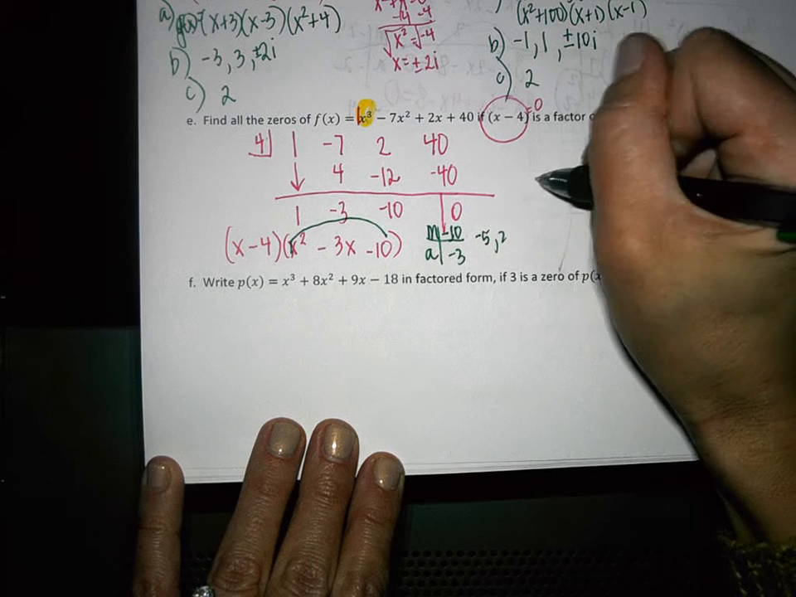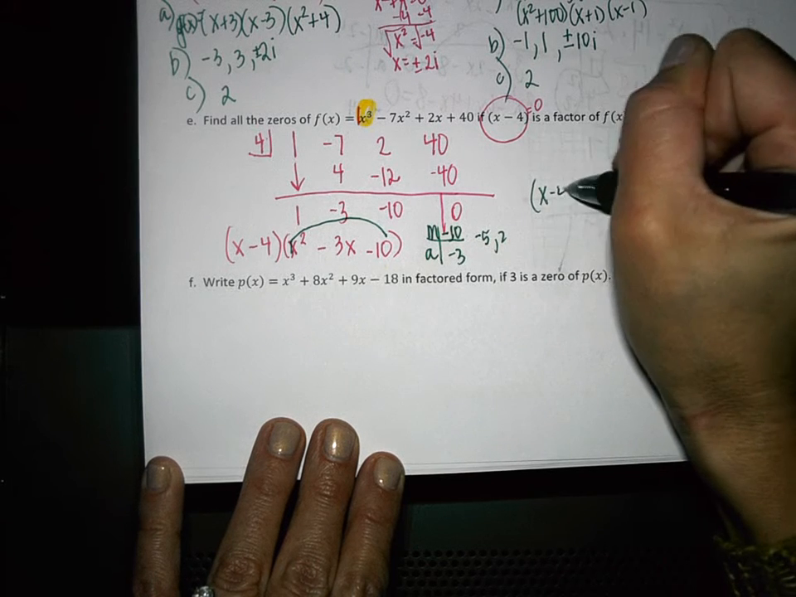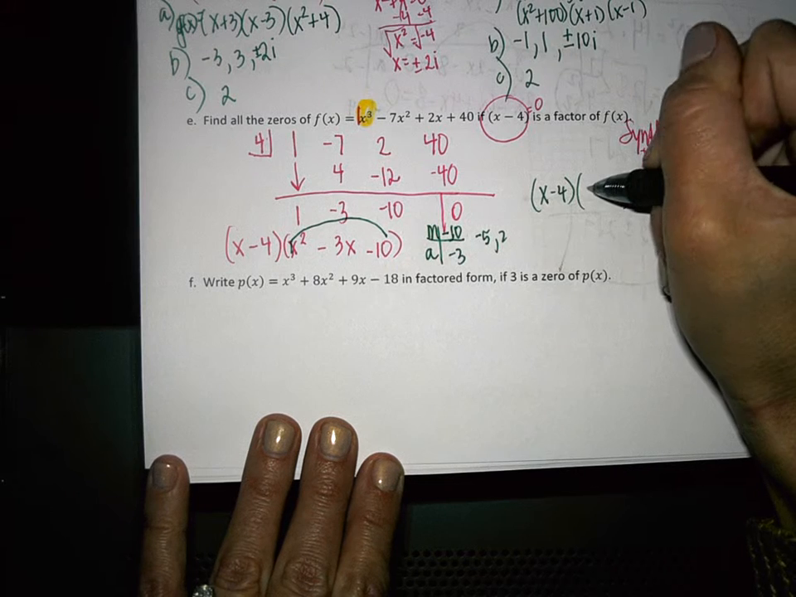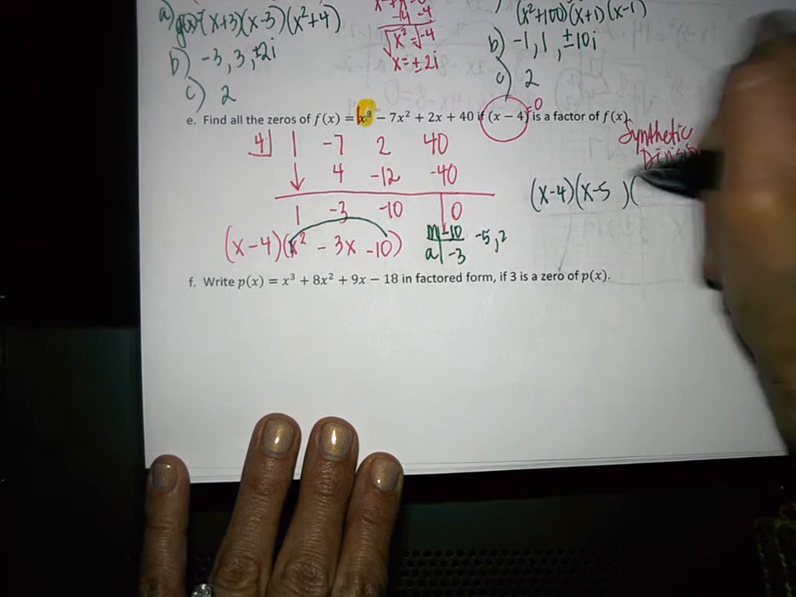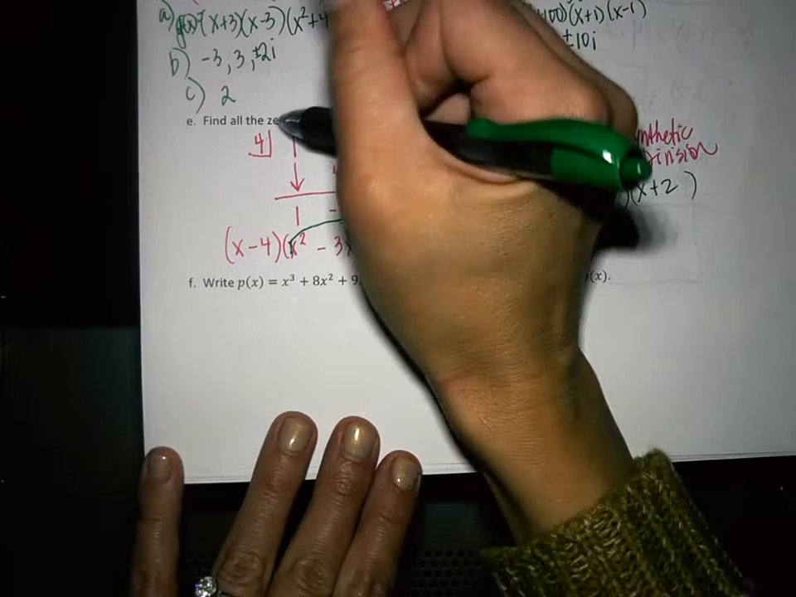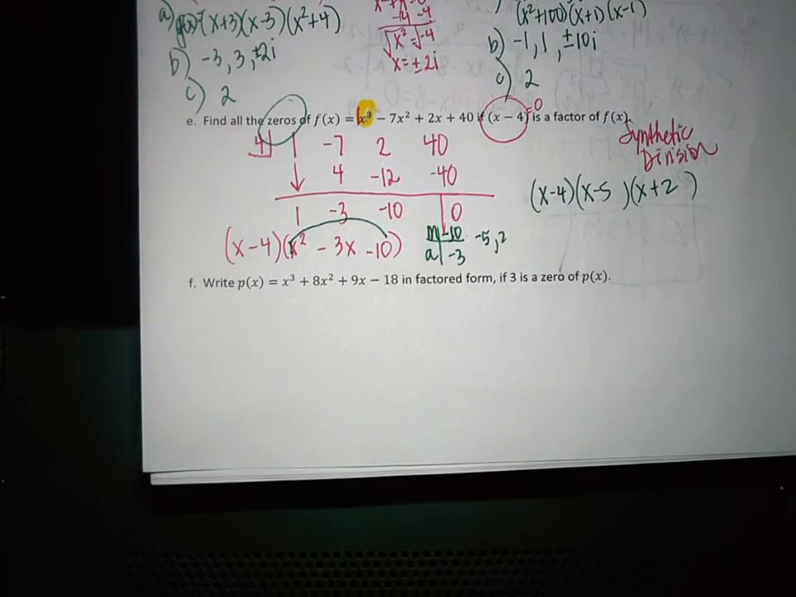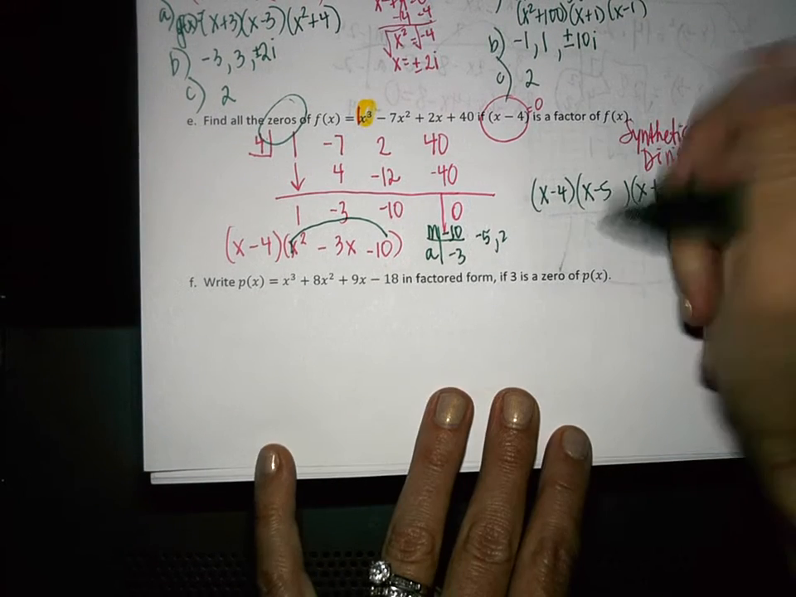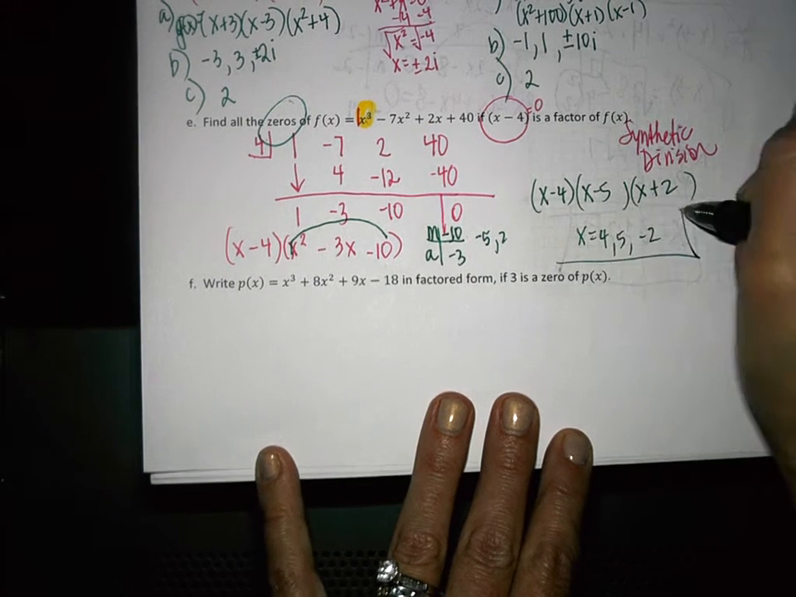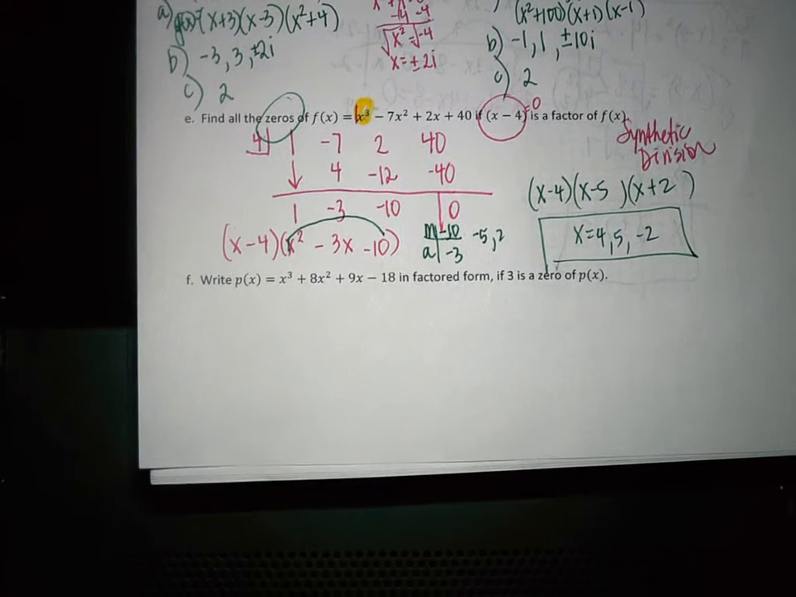So that means that I end up with x minus 4. And can I do the shortcut on there? Yeah. So I end up with what? X minus 5, x plus 2. Good. X minus 5, x plus 2. So it said find all the zeros. So what will be my zeros for this problem? 4, 5, negative 2. What I find students doing is forgetting the 4.